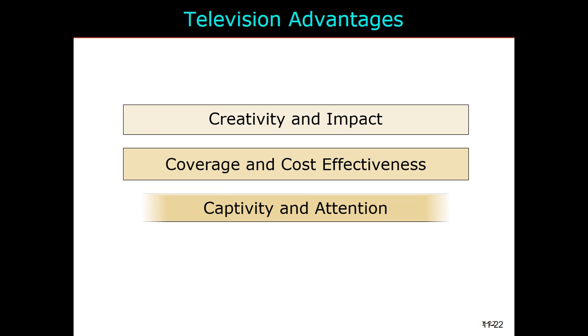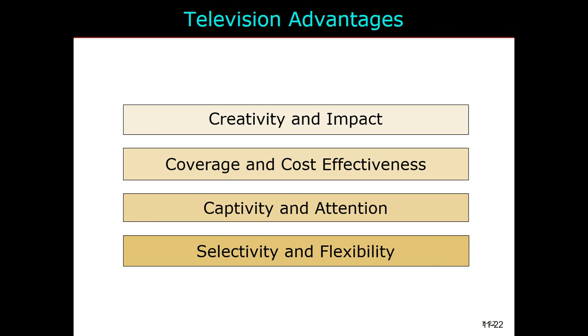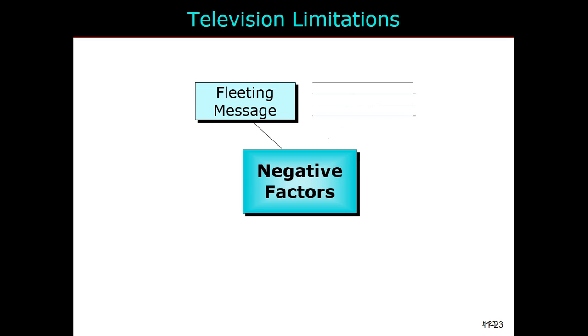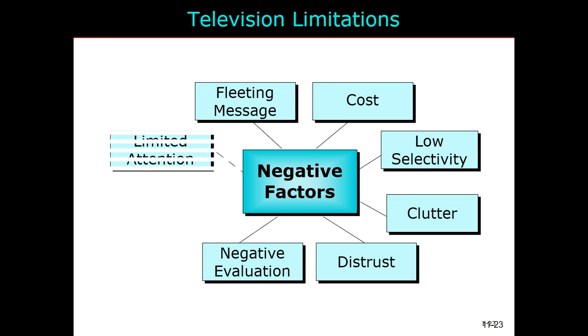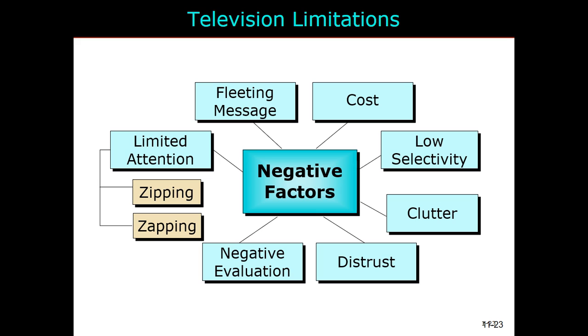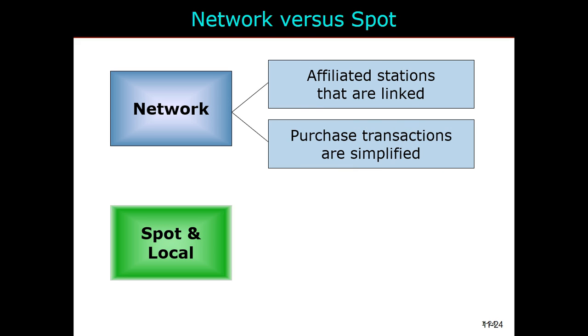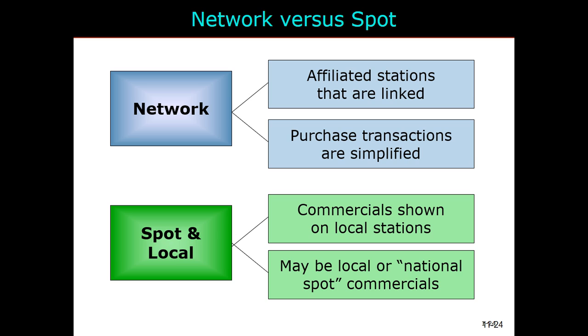Okay? Then TV advantages: very creative, huge impact, coverage is huge, very cost effective, captivity and attention, some selectivity and some flexibility. Okay? The limitations of TV. Make sure you know all these limitations here. Now, what is zipping? What is zapping? Okay. And network versus spot advertising. How does network work? Affiliate stations, right? And spot and local. Okay.